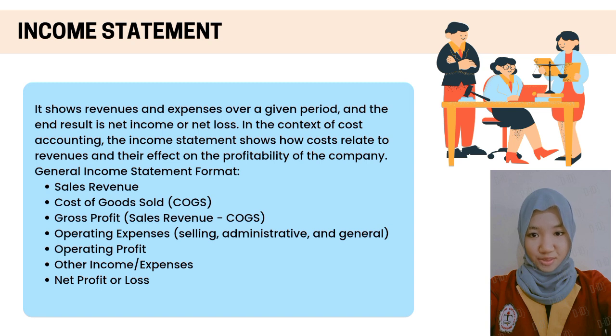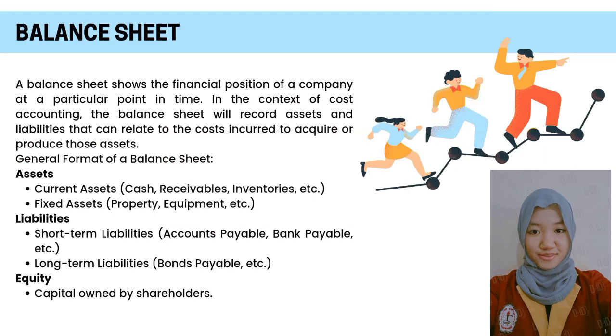General income statement format. Sales revenue. Cost of goods sold, COGS. Gross profit, sales revenue minus COGS. Operating expenses: selling, administrative, and general. Operating profit. Other income/expenses. Net profit or loss.